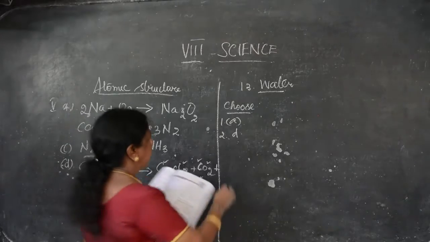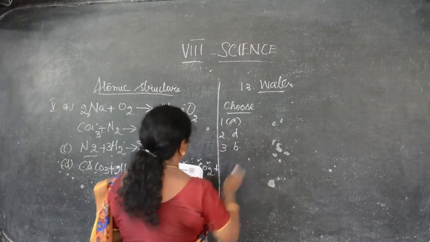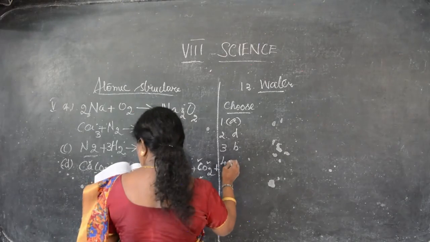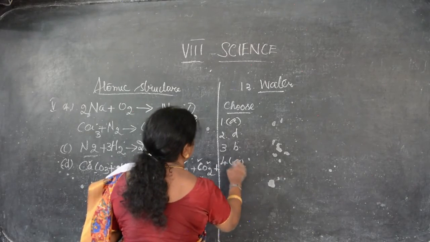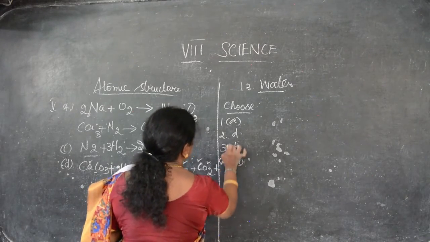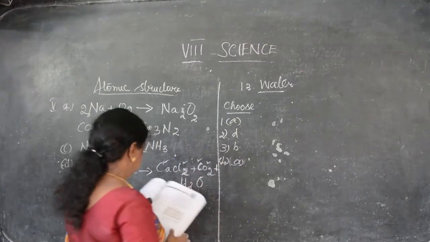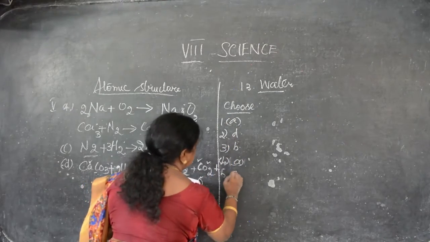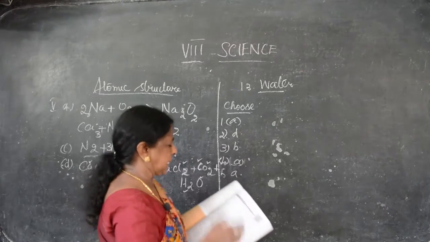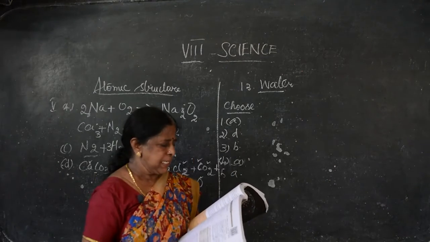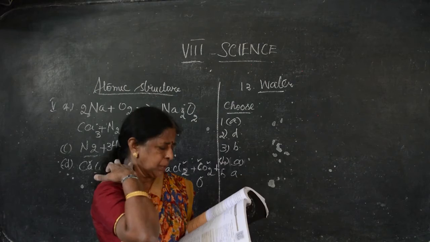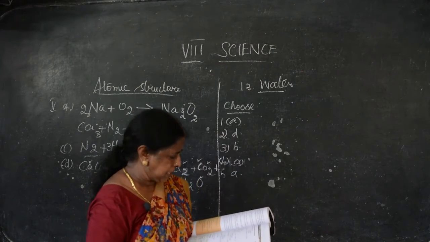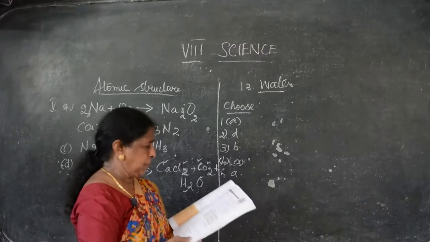Third one is B. Fourth one is A, lead. And the fifth one, A, sulfates and chlorides. Choose the correct answer. First one A, 0 degrees Celsius. Second one D, none of the above. Third one B, hydrogen. Fourth one is A, lead. And fifth one is A, sulfates and chlorides. Now we have to go for the next.